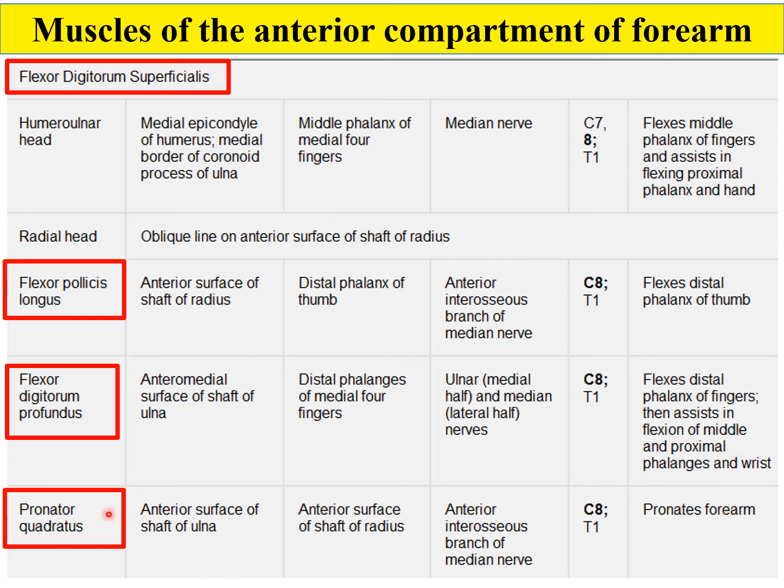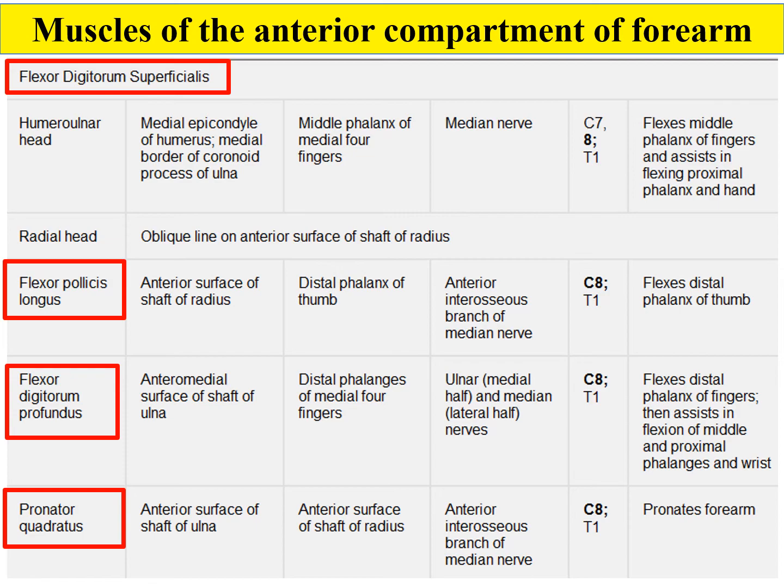And the last muscle for this region is pronator quadratus. The anterior surface of the shaft of the ulna is the origin point, and it goes toward the anterior surface of the shaft of the radius. Quadratus means it is four-sided, quadrilateral in shape, and goes from ulna toward radius. Again, it is supplied by the anterior interosseous branch of the median nerve, and it is a pronator of the forearm.